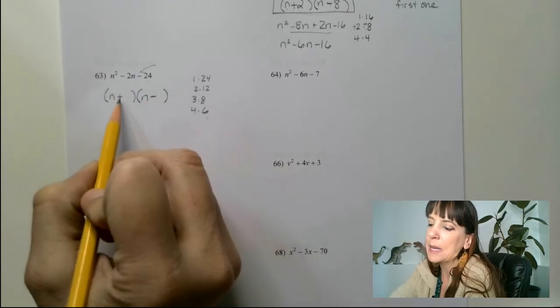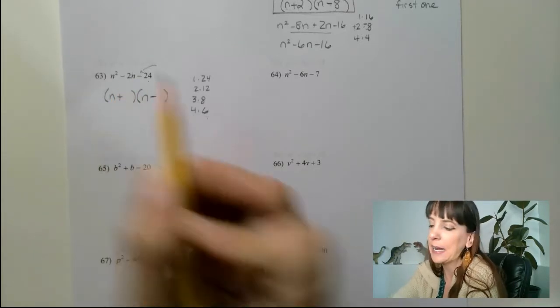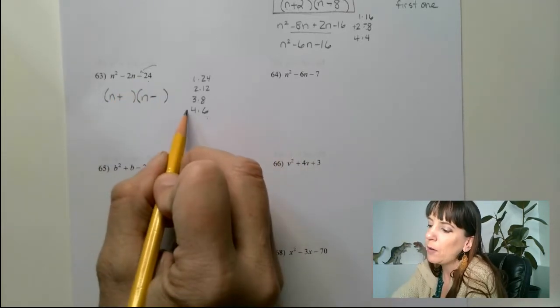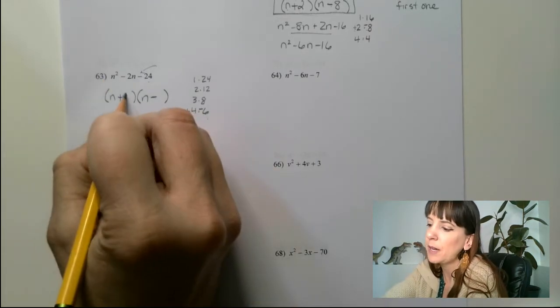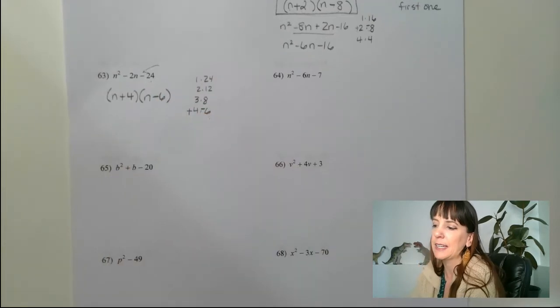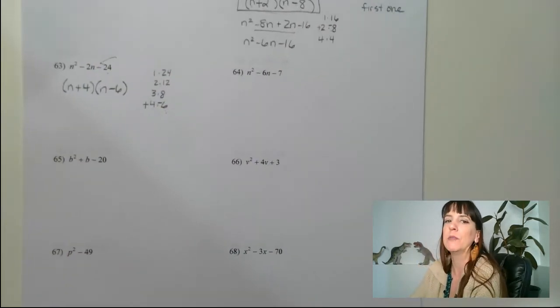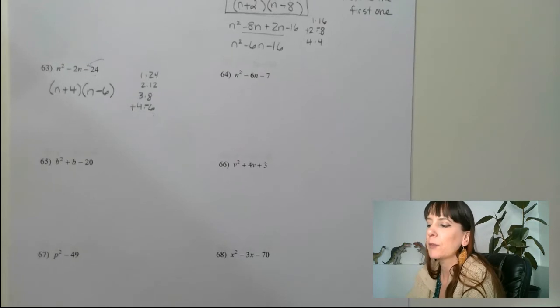Now, what I need is a positive and a negative that gives me negative 2. Well, how about positive 4 and negative 6? That would give me negative 2. So positive 4, negative 6. There you go. You have factored it. Again, if you're on your own, make sure to foil these to double check. But otherwise, you're doing great.